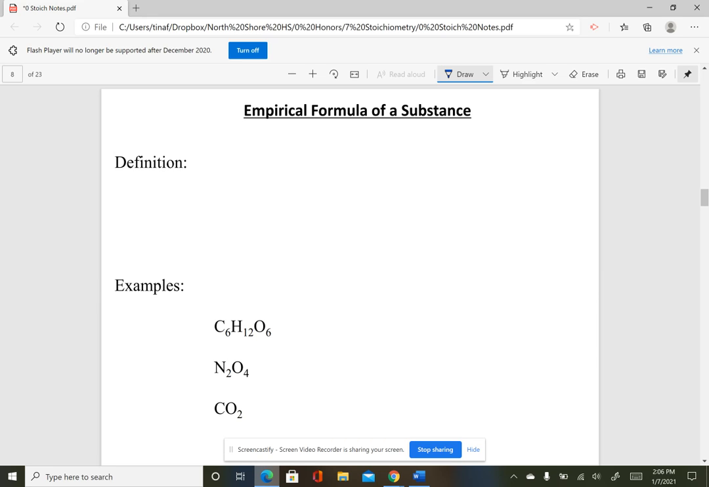In this video today, we're going to talk about the difference between empirical and molecular formulas of a substance. A molecular formula is just a list of what elements are in the compound and how many atoms of each of those elements are in the compound. When we see the word empirical, that's a simplified or reduced version of a molecule.